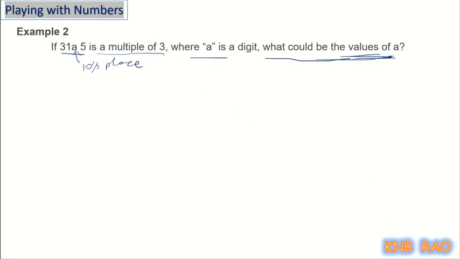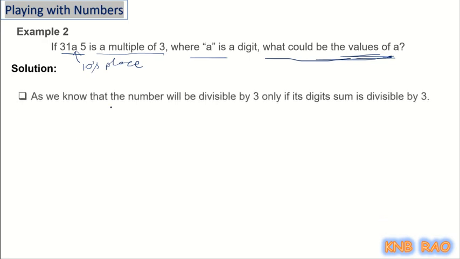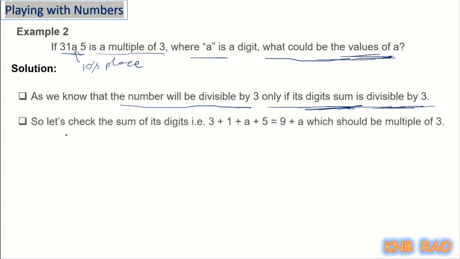Let us go for the solution. See children, normally we will recollect the divisibility test of 3. As we know, a number will be divisible by 3 only if the sum of all its digits is divisible by 3. Correct? If the sum of all the digits is divisible by 3, then the whole number is divisible by 3. So let's check the sum of its digits.